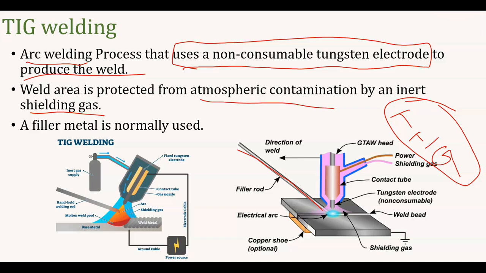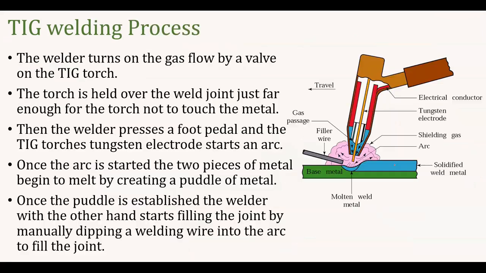You can see you will have a welding torch and filler rod. To the welding torch you apply the power supply and the shielding gas. Shielding gas is nothing but inert gases. So what is the process, right? The welder turns on the gas flow, an inert gas, either argon or helium. Such inert gas will be supplied to the weld pool using the TIG torch. This is the TIG torch.